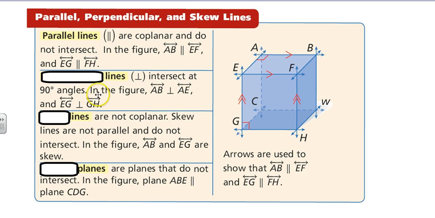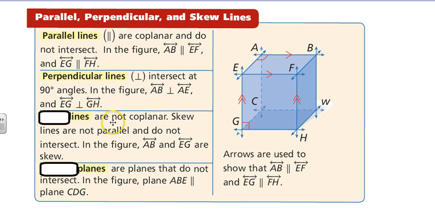The type of lines that intersect at 90-degree angles, this symbol tells us they are perpendicular. And so keep in mind they intersect at 90 degrees. So EG is intersecting with segment GH. And so there we have a 90-degree angle denoted here. And perpendicular lines, right? Good.